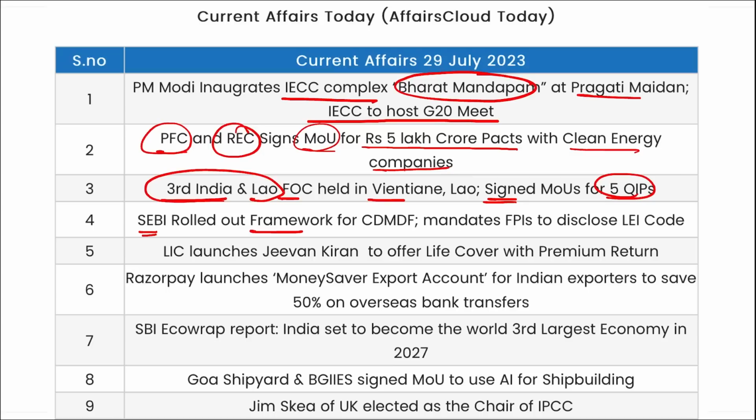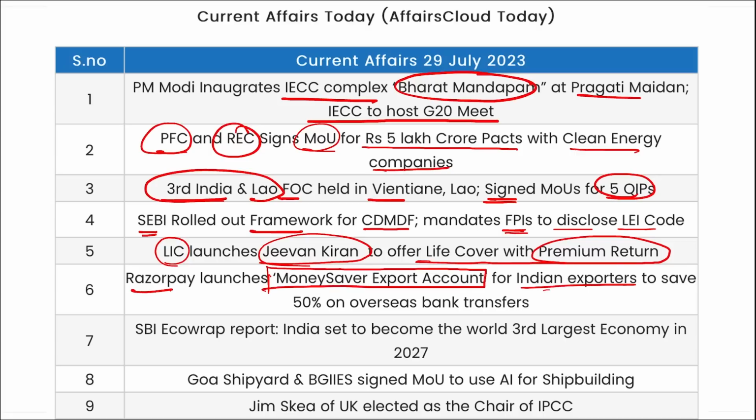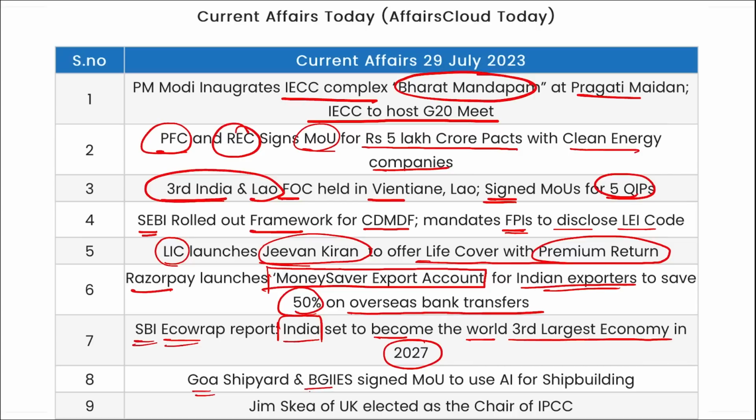SEBI has ruled out a framework for CDMDF and has mandated FPIs to disclose the LEI code. LIC has launched Jeevan Kiran to offer life cover with premium returns. Then Razorpay has launched the Money Saver Export account for Indian exporters to save 50% on overseas bank transfers. The SBI EcoWrap report was released, and India is set to become the world's third largest economy by 2027. Goa Shipyard and BITS Pilani Goa campus signed an MOU to use artificial intelligence for shipbuilding.